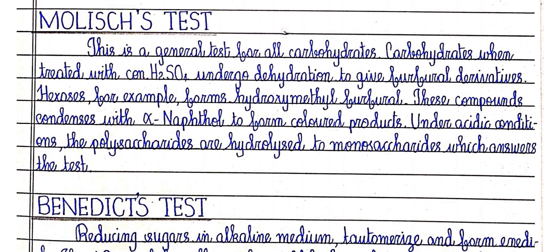This is a general test for all carbohydrates, as we mentioned earlier. Carbohydrates, when treated with concentrated H2SO4, undergo dehydration to give furfural derivatives. Hexoses, for example, form hydroxymethyl furfural. These compounds condense with alpha naphthol to form colored products. Under acidic conditions, the polysaccharides are hydrolyzed to monosaccharides, which answer the test.